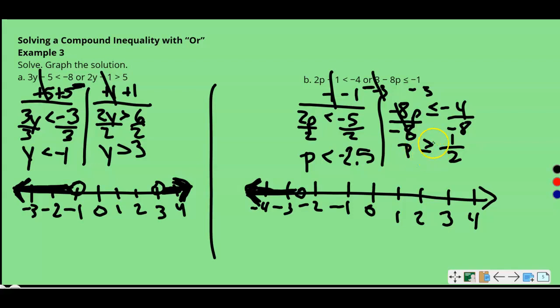Now I'm going to put a closed circle for greater than or equal to 1/2. 1/2 is going to be halfway between 0 and 1. So I'm going to need a closed circle here. And this one is greater than or equal to. So closed circle and shaded to the right. Again, because this is an or statement, an inequality using the word or means it has to make this inequality true or this one, but not both at the same time.